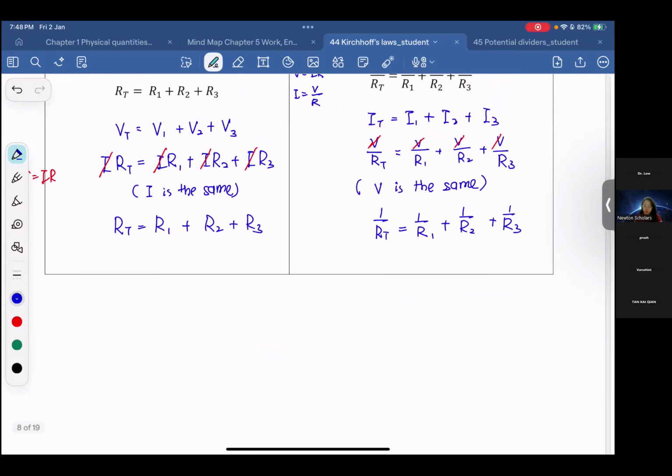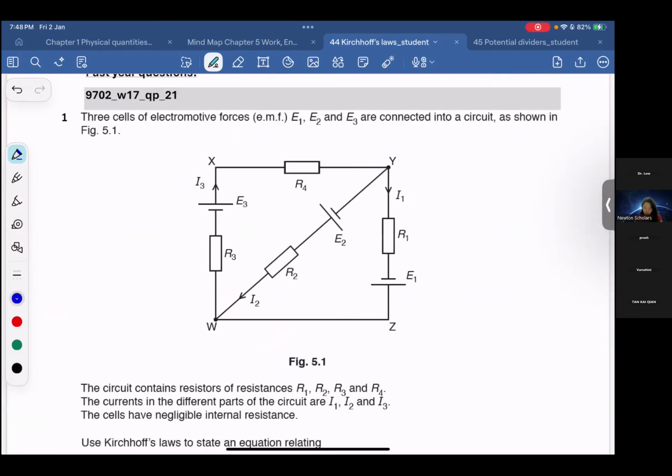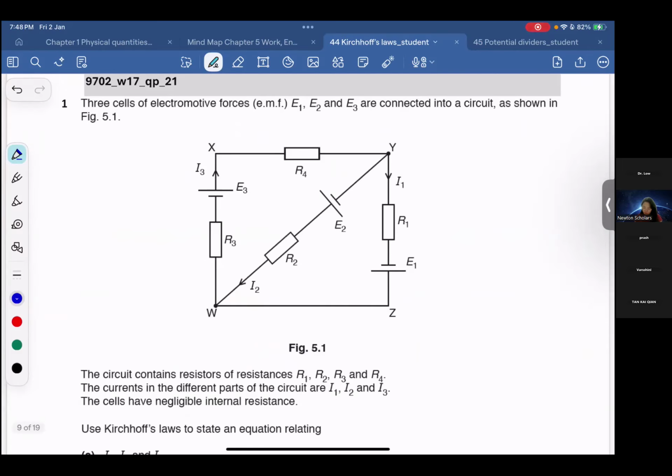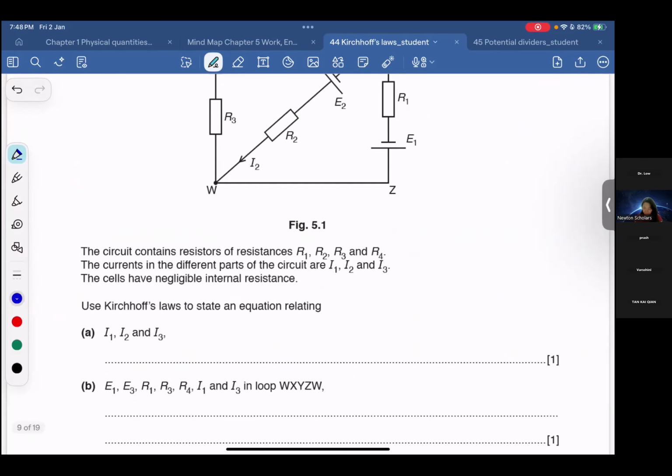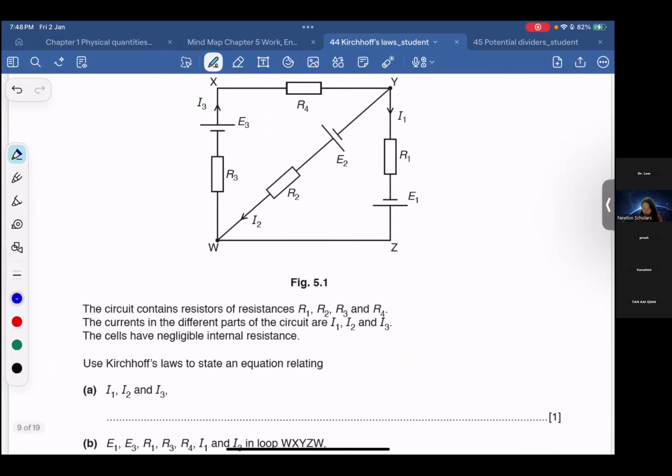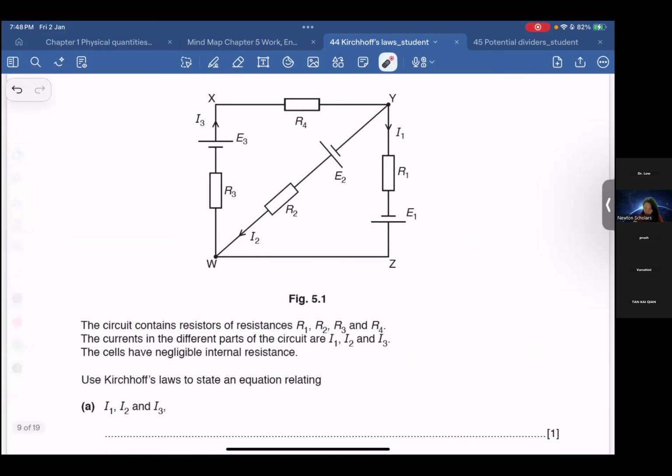This is a partial question, 2017. Three cells of EMF, E1, E2, E3, are connected into a circuit as shown in figure 5.1. The circuit contains resistors of resistance R1, R2, R3, and R4. The current in the different parts of the circuit is I1, I2 is here, I3 is here. The cells have negligible internal resistance.